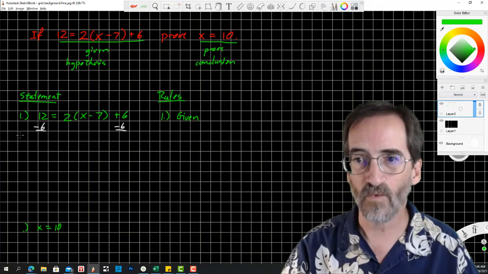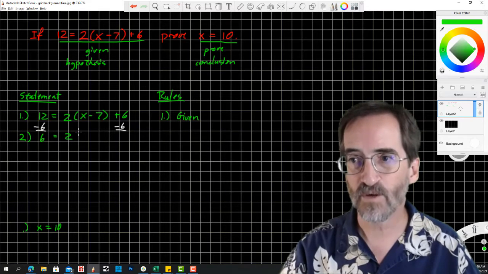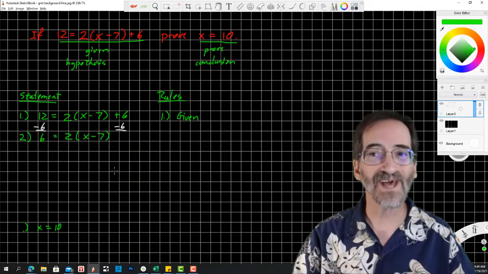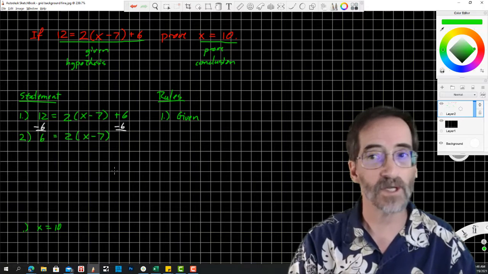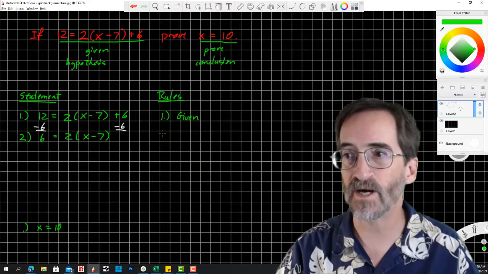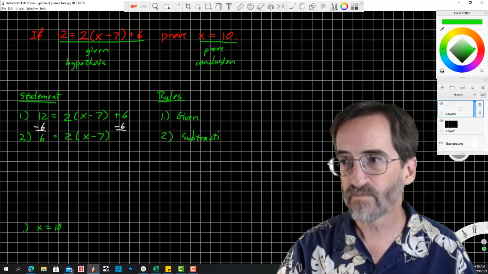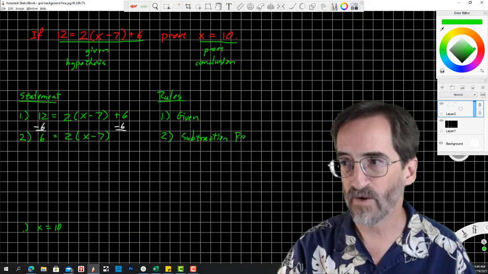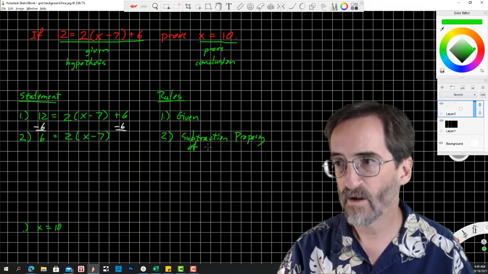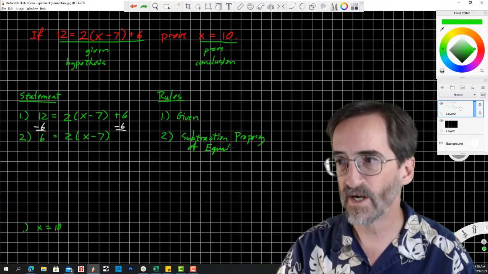In a proof, we simply state that 6 equals 2 times the quantity x minus 7. And we say what rule says that 6 equals 2 times the quantity x minus 7. The rule that gives me permission to subtract 6 from both sides is the subtraction property of equality. And that says I can subtract the same thing from both sides.